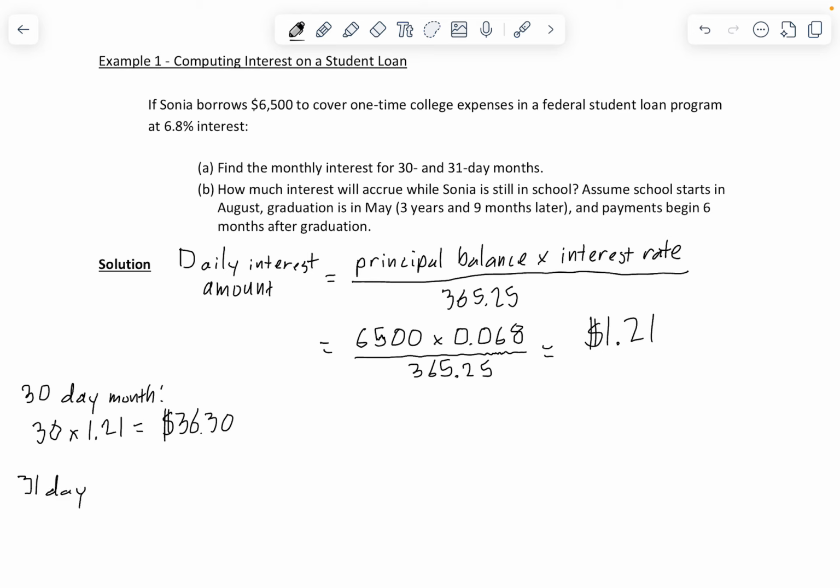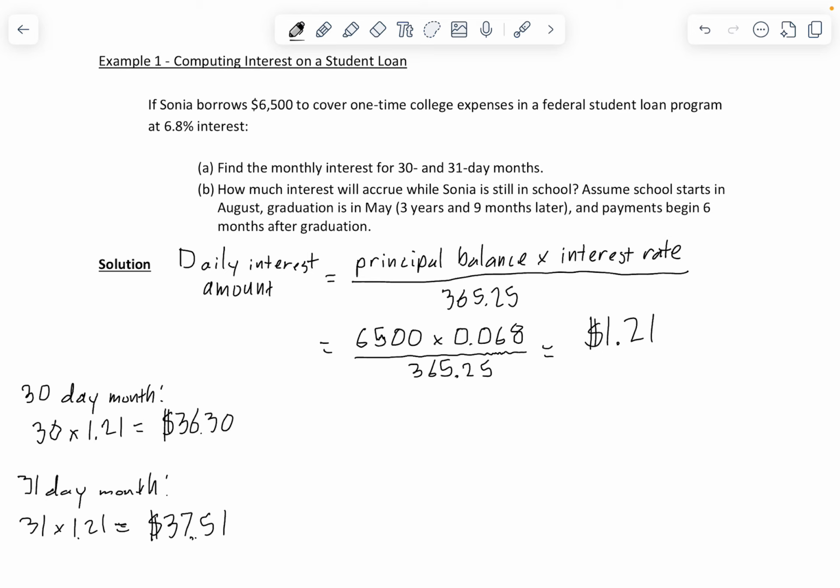31-day month. Okay, we would have 31 days times $1.21. So in a 31-day month, the amount of interest accrued would end up being $37.51. Okay, part B. How much interest will accrue while Sonia is still in school?